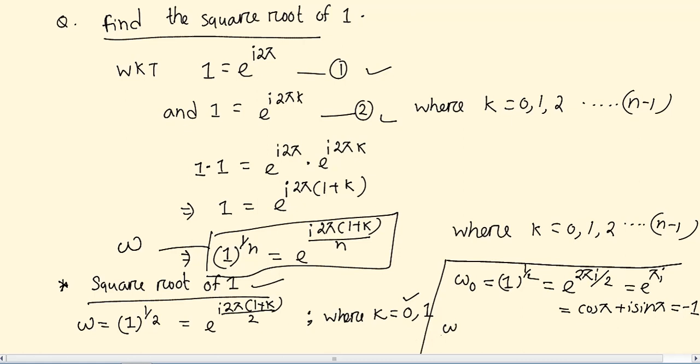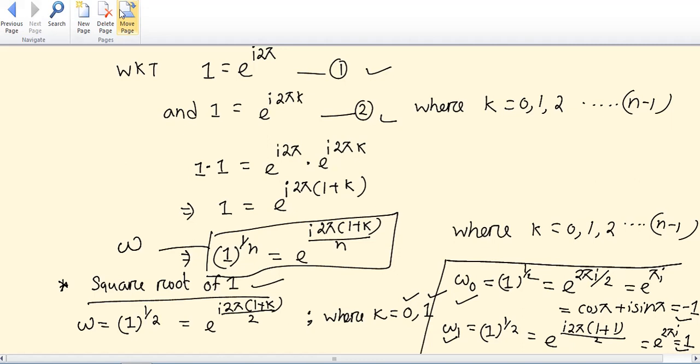And we can get the second root by using k equal to 1. So it can be written as e to the power I 2 pi, 1 plus 1 upon 2. So this will be e to the power 2 pi I, and if you solve, then we will have the value is 1. So this is the first root, this is the second root. First root is minus 1, second root is plus 1.